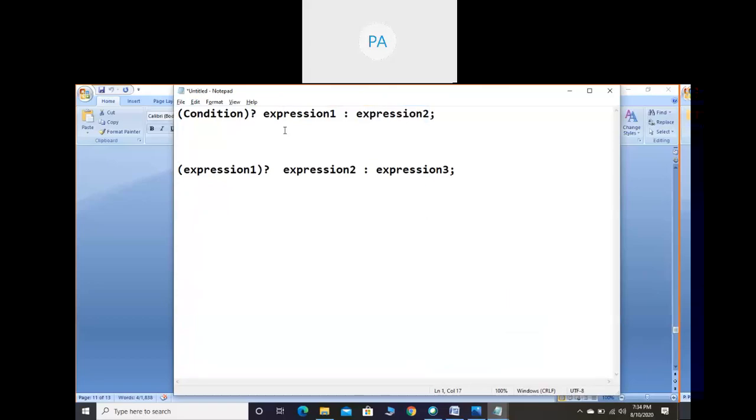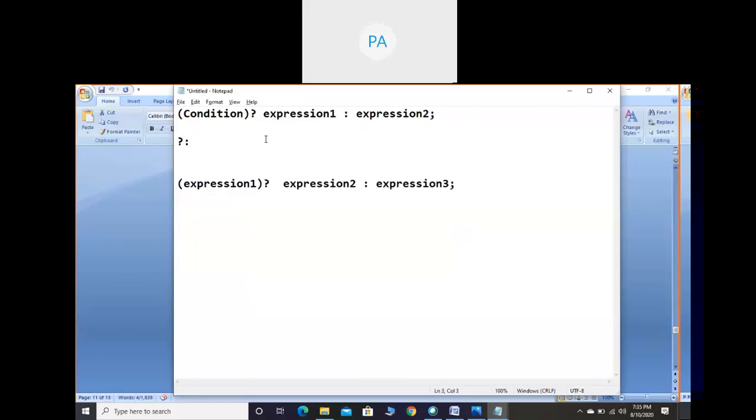This question mark is one operator and this colon is another operator. Semicolon is not an operator in this case, because semicolon is always used to end a statement in programming languages, especially in C and C++. In English we come across the full stop, and in programming language, semicolon ends the statement. So semicolon is not considered an operator here. Only question mark and colon are considered operators, and even the parenthesis symbol is not considered an operator in this statement. So here the operators are question mark and colon.